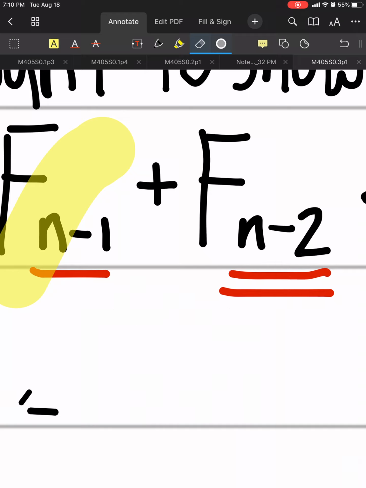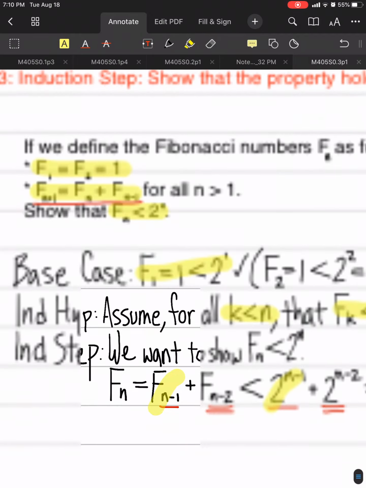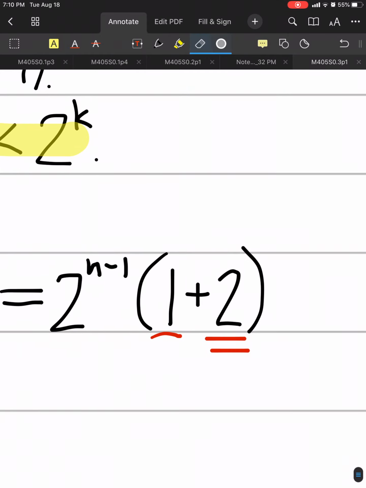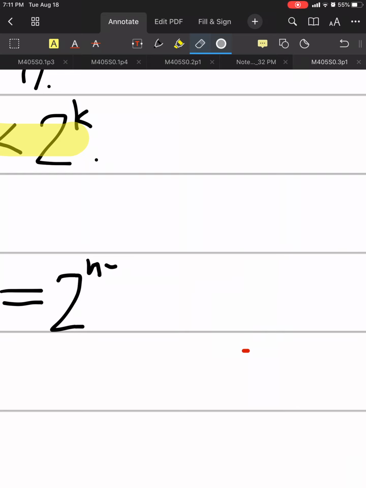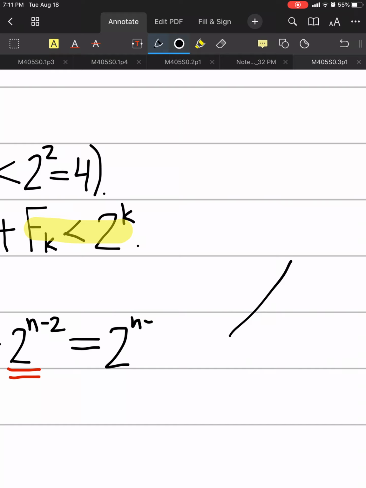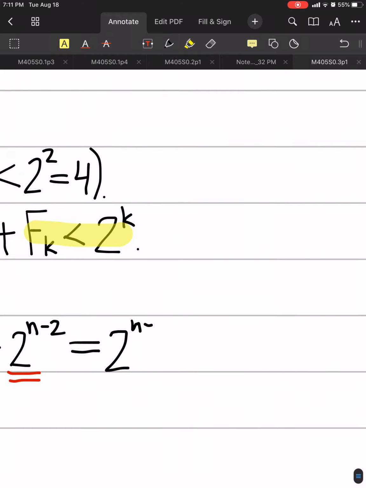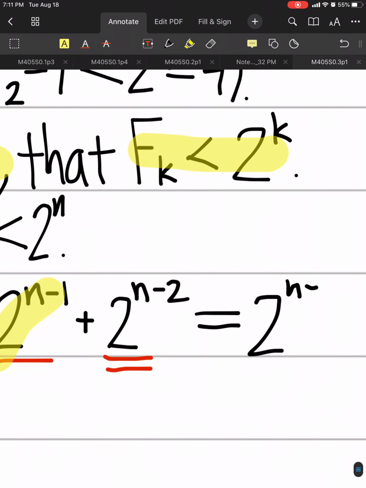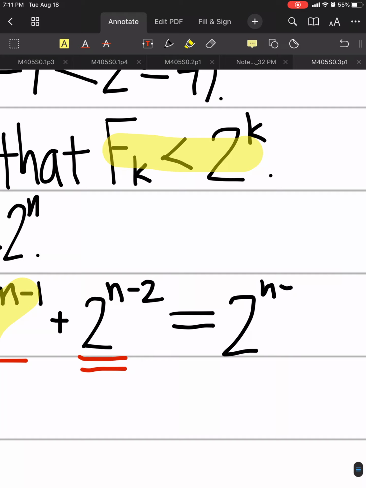This erase is weird. It's like it erases one dot at a time. Okay, and let's erase over here as well, because here's where I made my mistake. So I don't need to factor out a 2 to the n minus 1. I need to factor out a 2 to the n minus 2. I factored it wrong too.